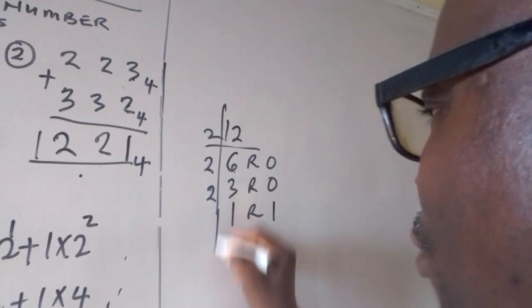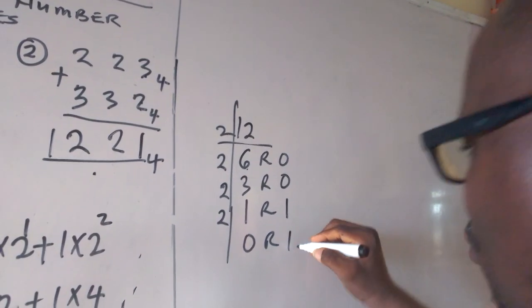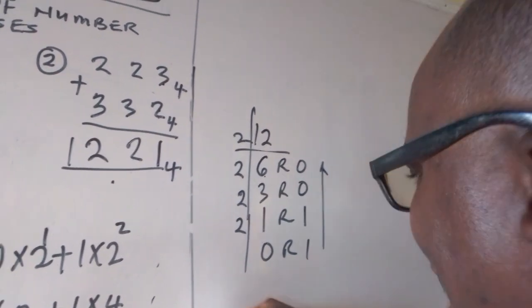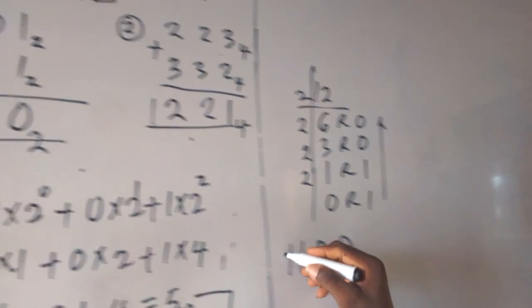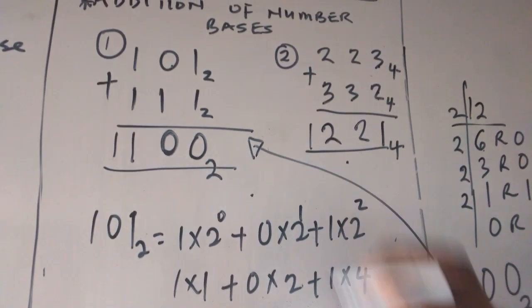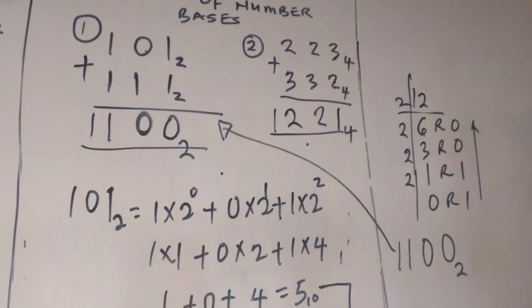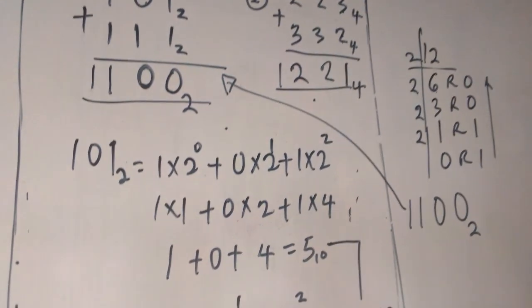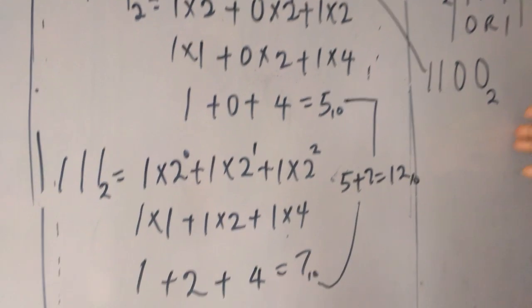Remainder 1. How many 2 can go in 1? 0. Remainder 1. So I'll write it this way, upwards. So I will have 1100 base 2. You can see it's the same answer I got with the first example. That is how, for those of us who panic when we see questions, afraid of making mistakes, this is how best to go about it.